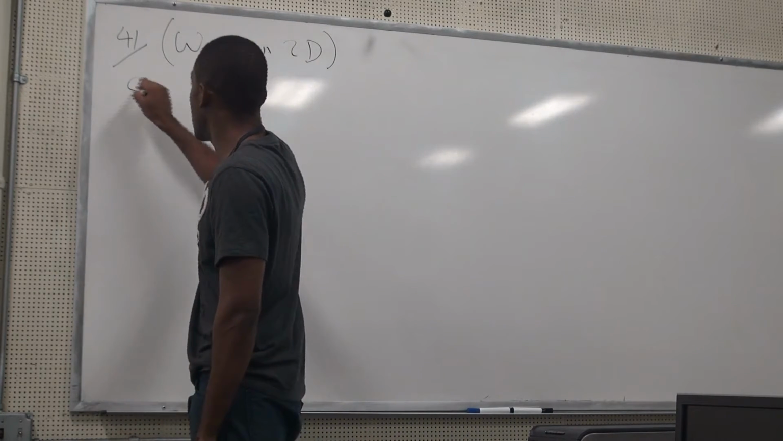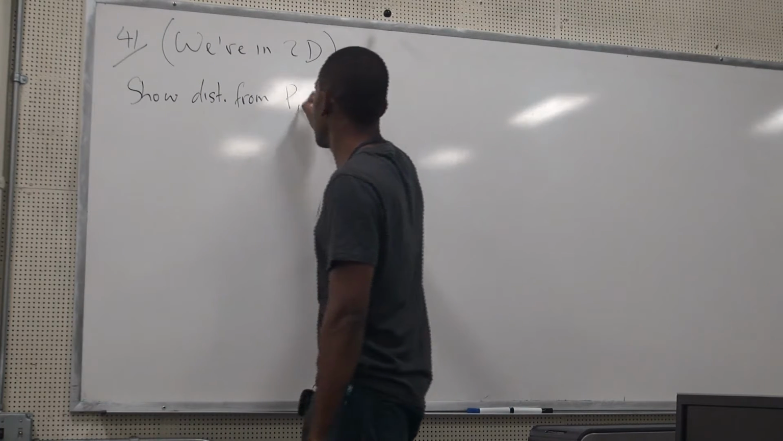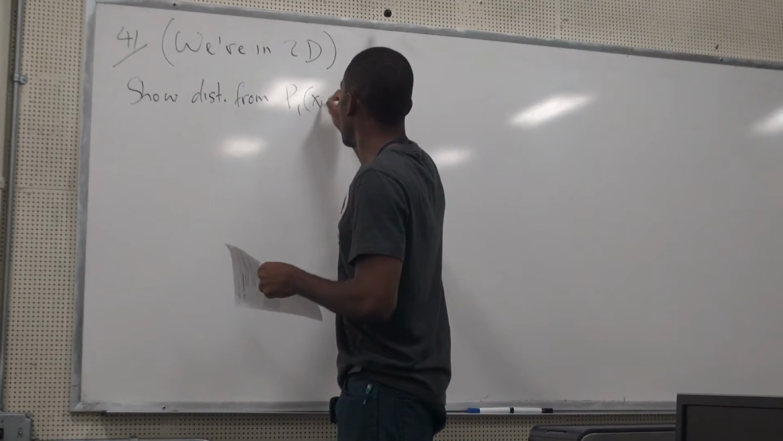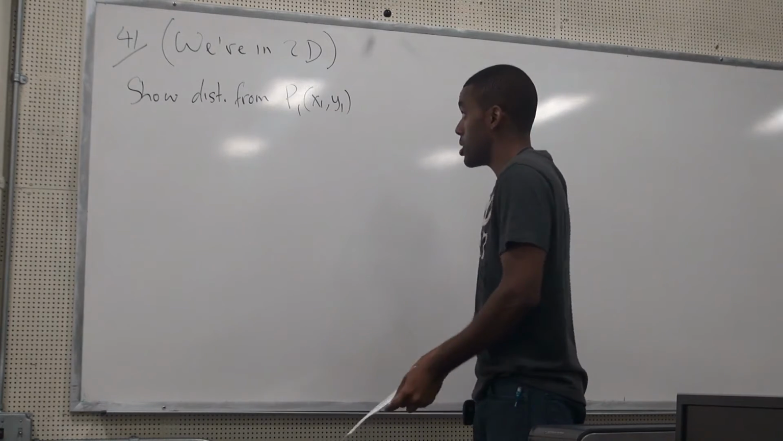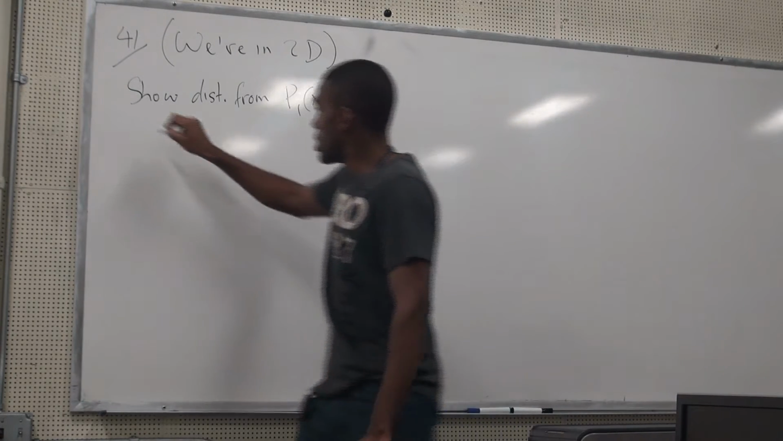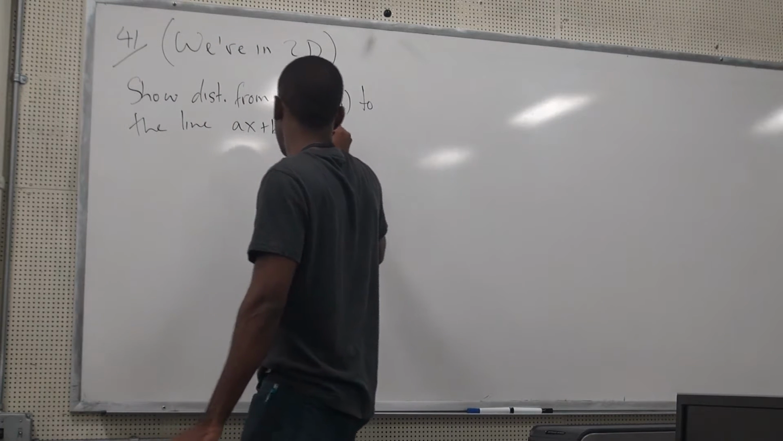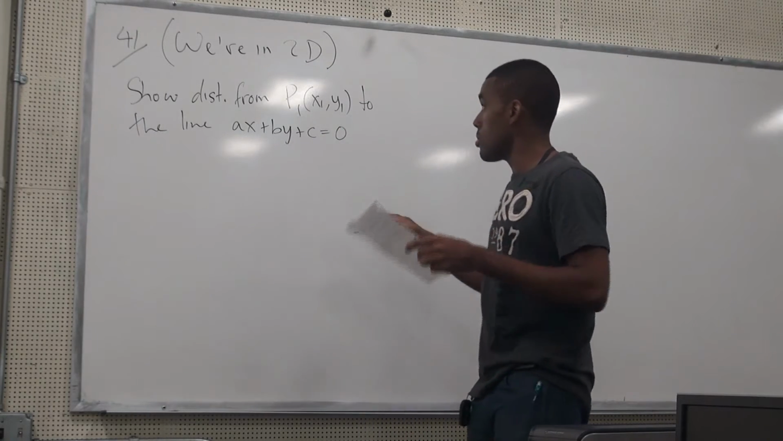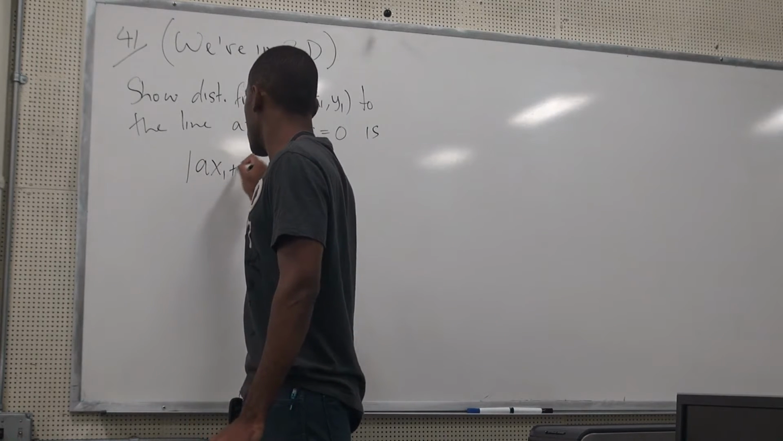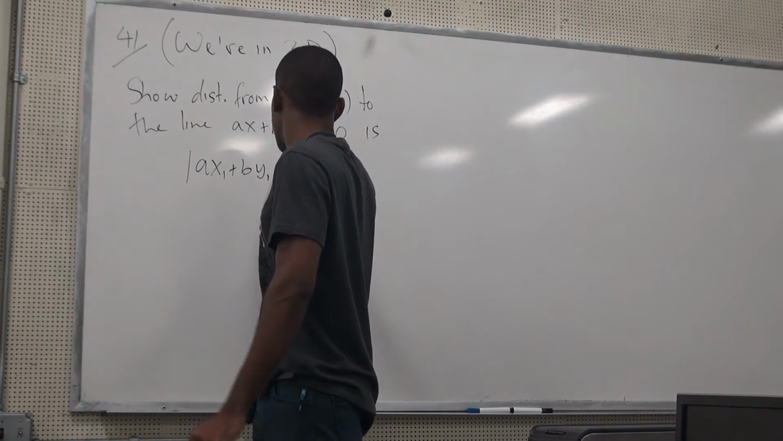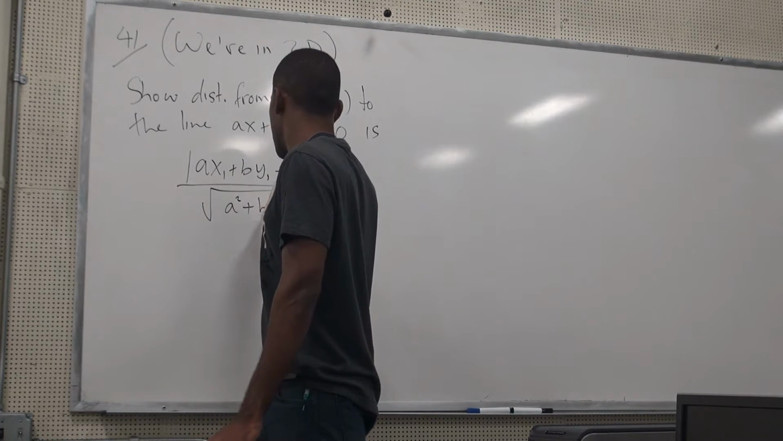So we have to show the distance from a random point, which they call P1, which is (x1, y1). Notice that they only gave you 2 coordinates, which further shows you that we're only working in 2 dimensions here, to the line ax plus by plus c. We're given a distance formula here: the absolute value of ax1 plus by1 plus c over the square root of a squared plus b squared.